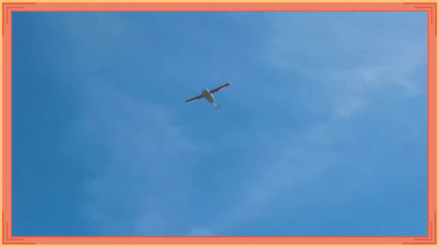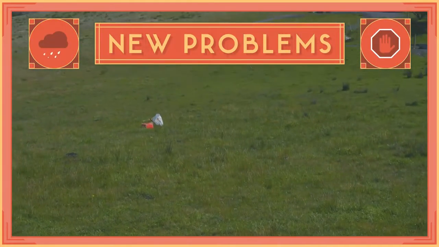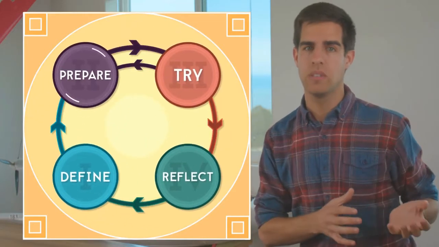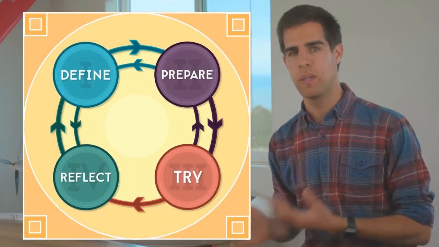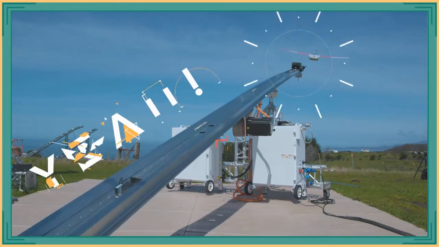We quickly learned that dropping the blood from the sky worked really well, but we also learned problems like weather and hardware failures could slow us down a lot. So as we tried, we had to go back and prepare new solutions as we defined new problems. Finally, we had something that worked.